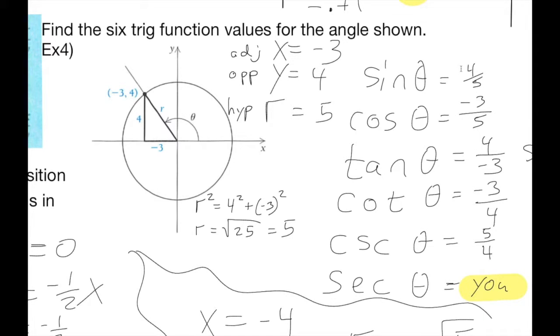That's 4/5 over negative 3/5 simplified. The fifths cancel out. You have 4 over negative 3. Or if you just want to use TOA, tangent is opposite over adjacent. That's 4 over negative 3. It's probably a lot easier.